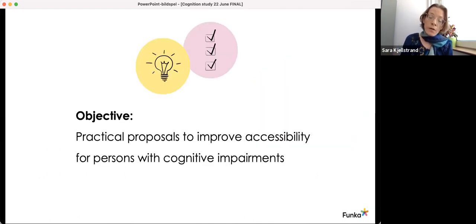And the objective of it all, just to simplify it, is to not only understand the situation, but really to come up with practical proposals to improve accessibility for persons with cognitive impairments, but also for all of us, really to make the web a bit easier to understand and interact with.